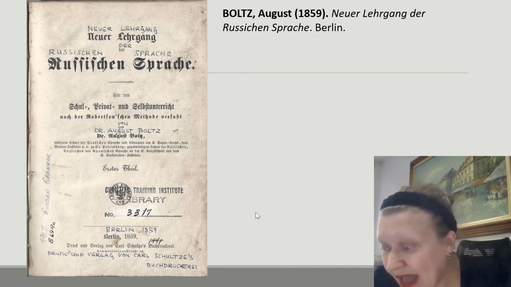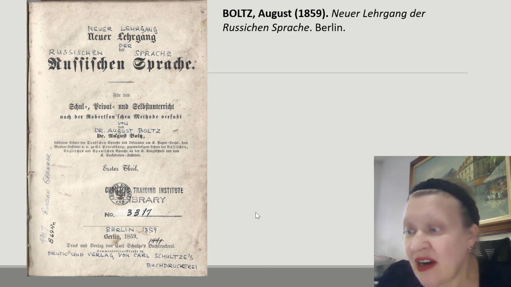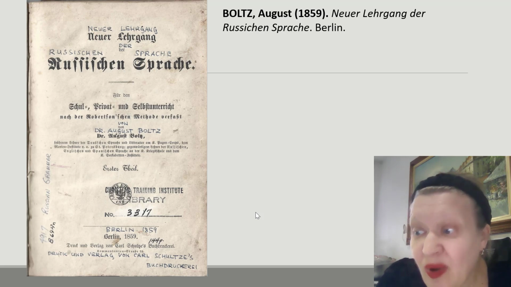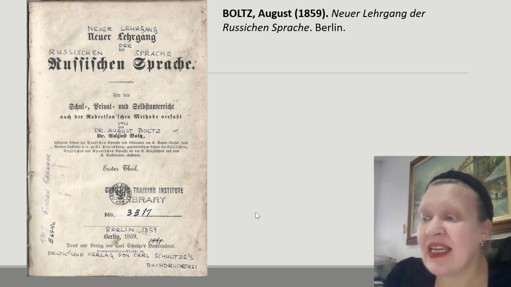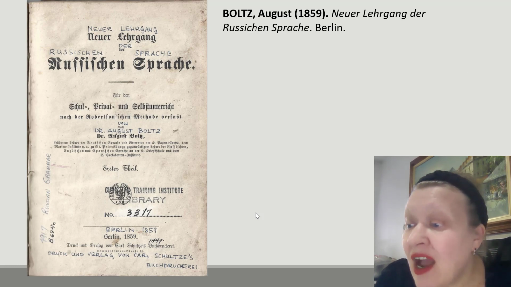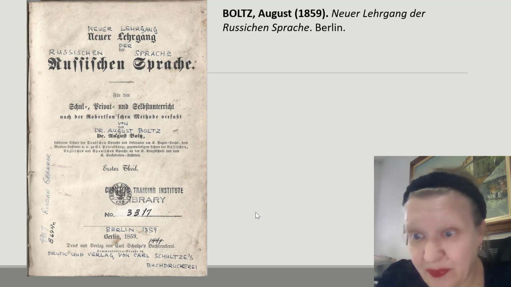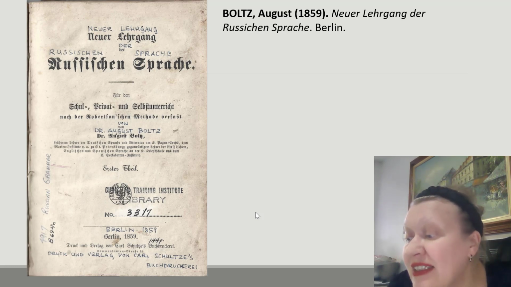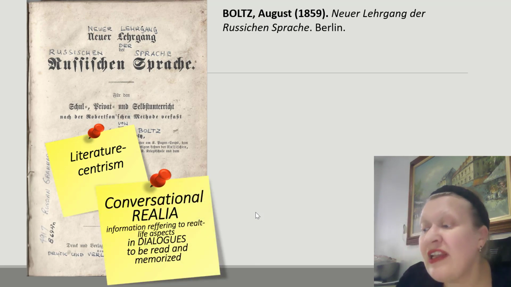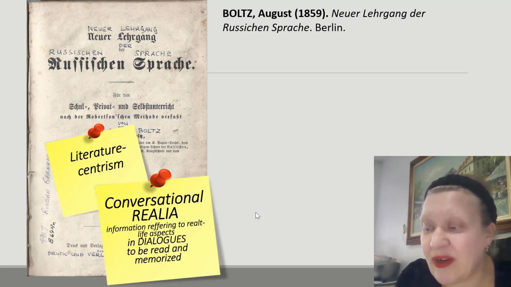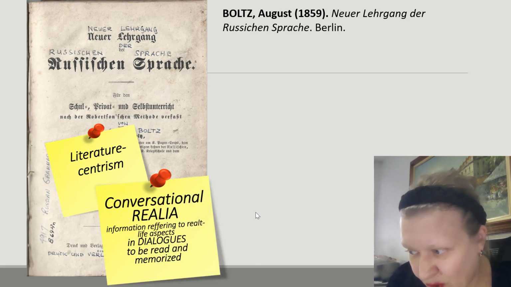Our next example is the textbook for German beginner learners of Russian, published in 1859 by August Bolz. From the preface of the book, we can learn that Dr. Bolz taught Russian in a military school in Berlin. This book provides an illustration of literature-centrism combined with conversational reality approach.